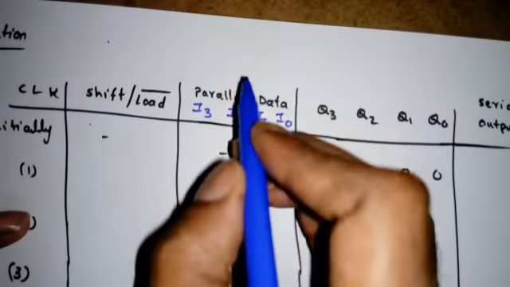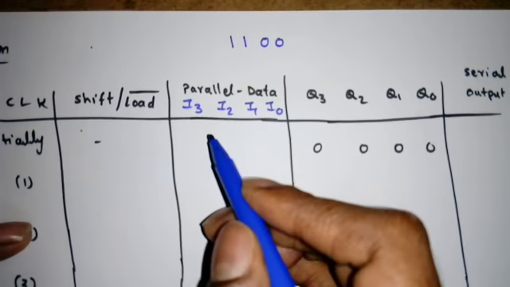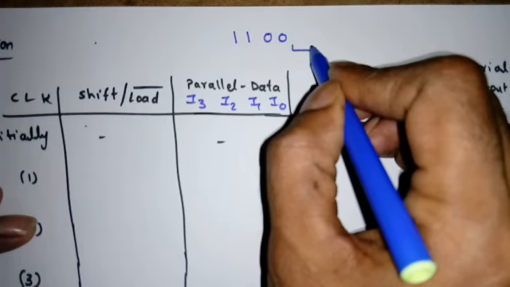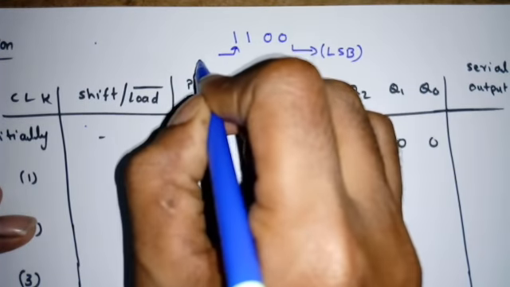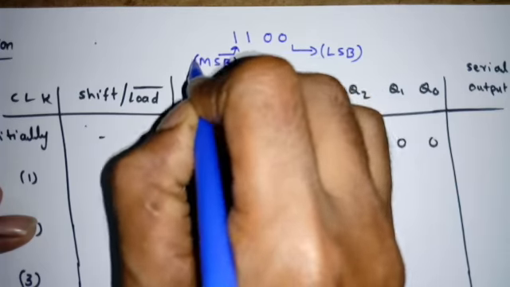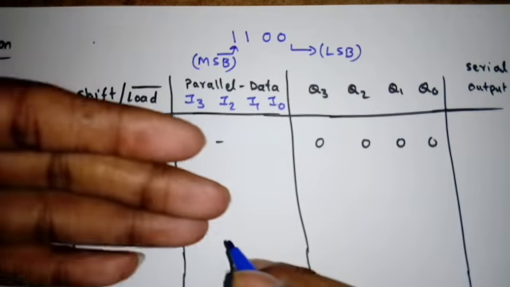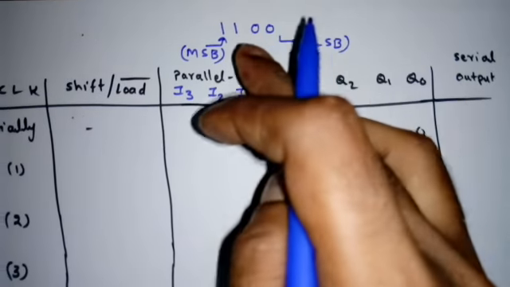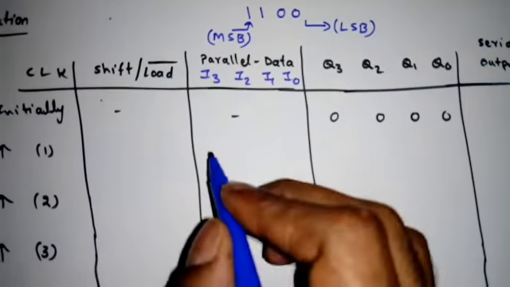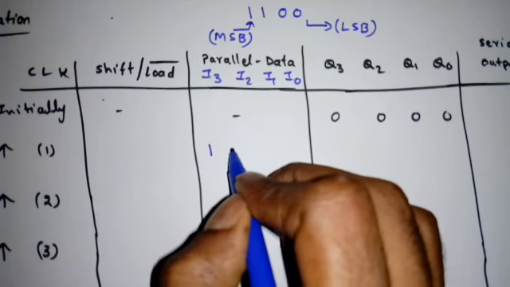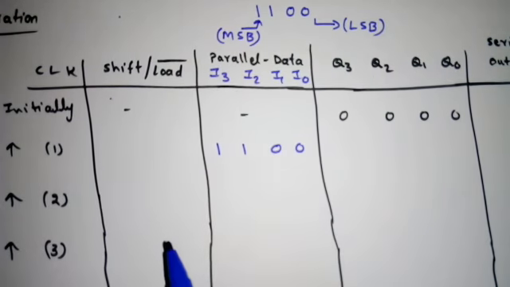Now suppose I want to store the data 1100, right? So in this, what is the LSB? The last bit, the right side, is the LSB, and this is the MSB, the leftmost bit, right? Now, we are applying this in parallel, so we can directly apply this 1100 to the inputs I3, I2, I1, I0. So if I apply that, sorry, here, 1100.